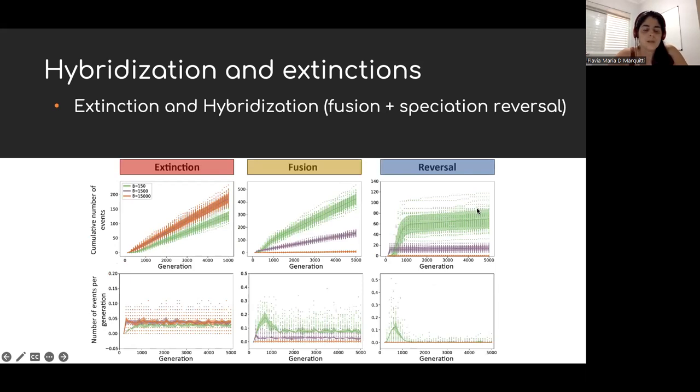And this was a first work on this extinction and hybridization. We wanted to understand it better. And we found that extinction is something that doesn't depend on the genome size we are working with. We see that extinctions are happening during the whole speciation process, and they have the same rate. But hybridizations happen mostly at the beginning of the speciation process, and then they remain constant or almost constant during the rest of the evolutionary time.